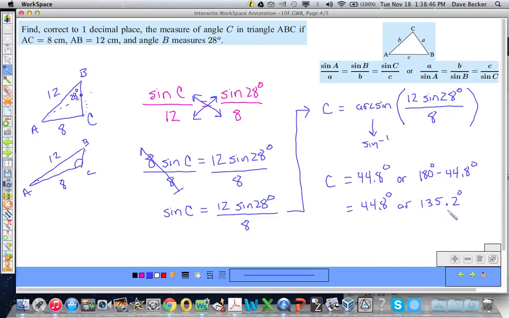And then you also have to make sure that if it is the obtuse angle, you have to do a check here because it is possible.